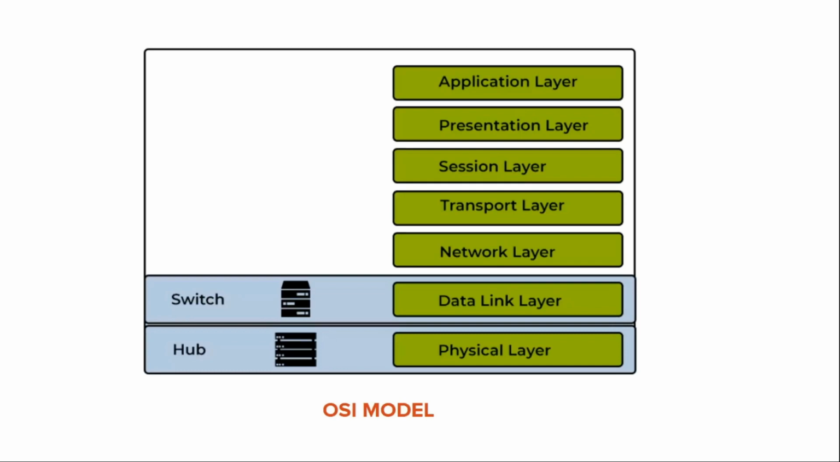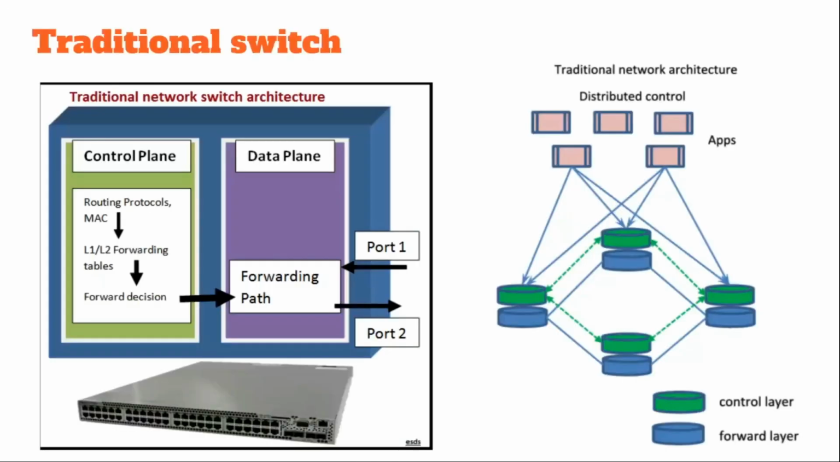Yeah, so that's about this OSI model, or let's say the traditional network architecture. Now next, let's see how a traditional switch looks. So this is a traditional switch, and as you can see, the traditional switch has a data plane and a control plane. So the traditional switch architecture comes with an inbuilt data plane and a control plane. Now, the data plane follows the instructions given by the control plane and forwards the packet accordingly.